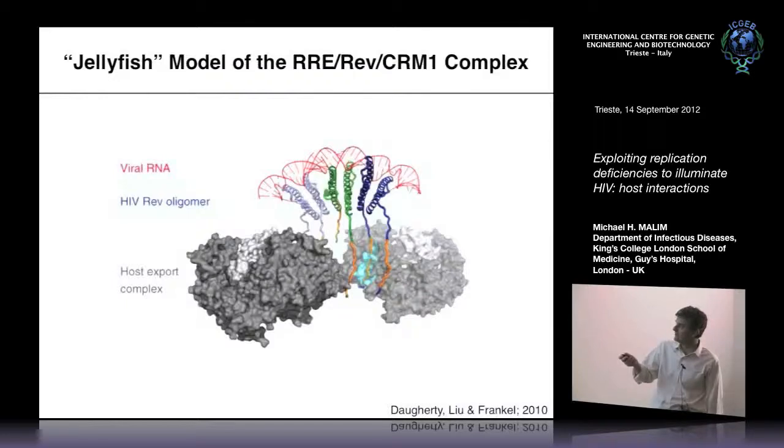Here you have three dimers of Rev, and they see CRM1 sitting down below here, and this orange piece here would be the nuclear export sequence of Rev interacting with CRM1.